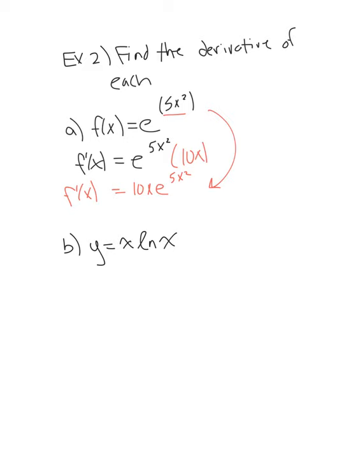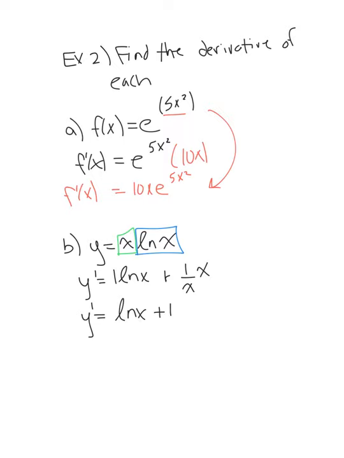So here we have a product rule, x ln x. If I'm taking the derivative, I'll backtrack here, I've got one function here and one function there. So the derivative is the derivative of the first times the original second plus the derivative of the second times the first. So if I'm going to simplify this, I've got ln x plus 1.